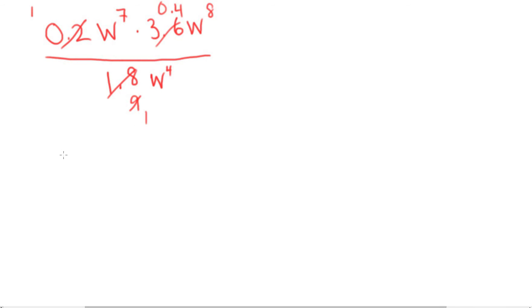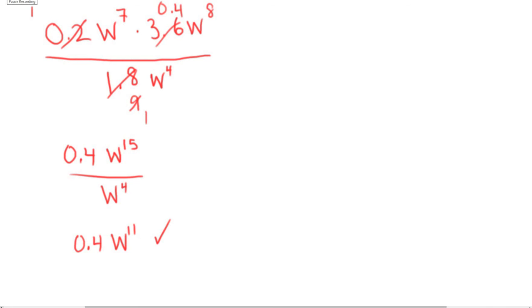So now let's look at this again. We'll rewrite this. 1 times 0.4 is just 0.4. I have w to the 7 times w to the 8. That's just w to the 15 over w to the 4th, because I have 1 on the bottom. Now, I have the w to the 4 on the bottom, so that's going to be 0.4 w to the 15 minus 4, which is just w to the 11.